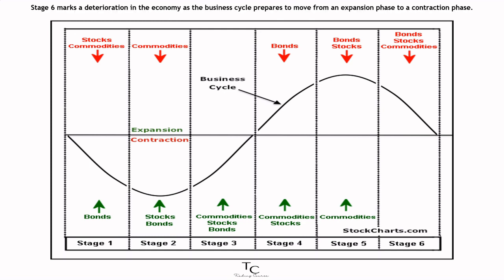Stage 6 marks a deterioration in the economy as the business cycle prepares to move from an expansion phase to a contraction phase. Stocks have already been moving lower and commodities now turn lower in anticipation of decreased demand from the deteriorating economy. Keep in mind that this is the ideal business cycle in an inflationary environment.